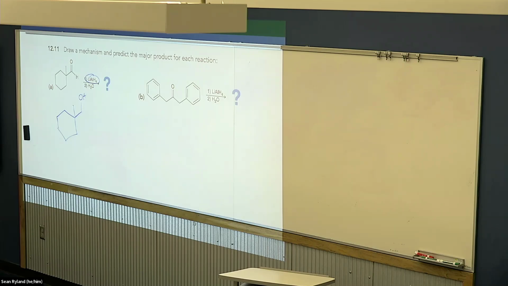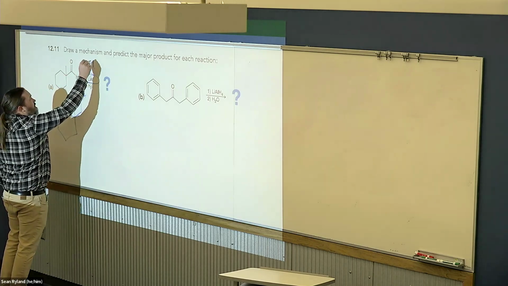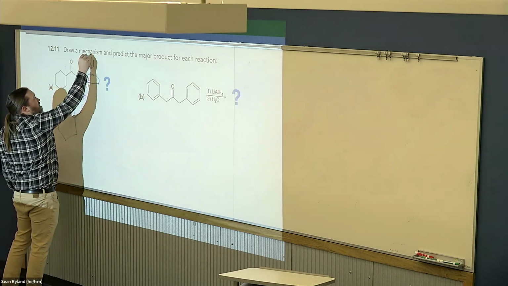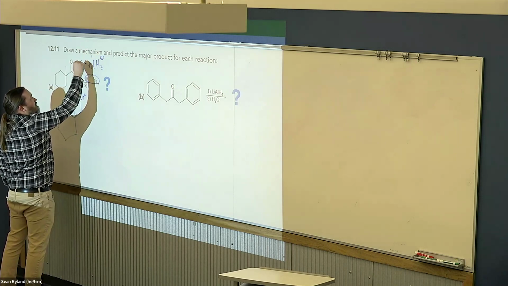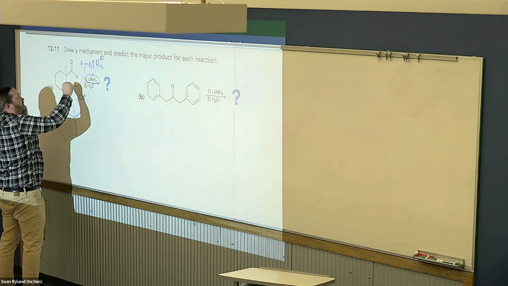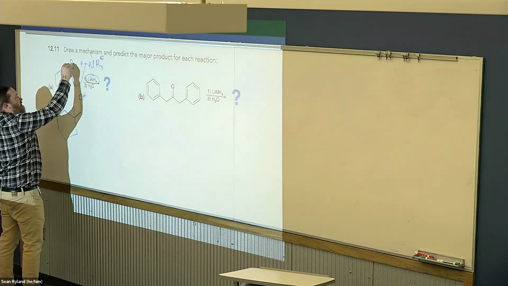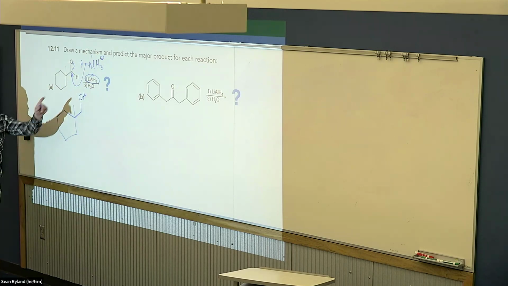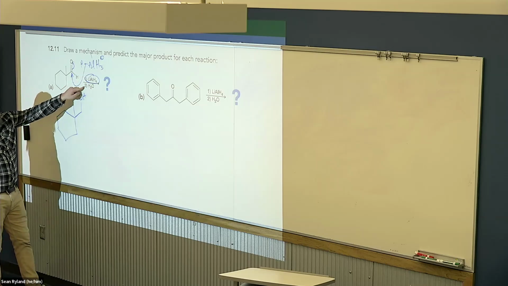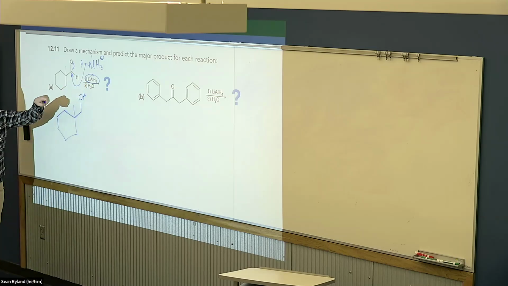The mechanism will basically follow the same as before. With this hydride, we can bring the electrons over with it. We make the alkoxide ion as the intermediate, and then we just have a proton source to do the proton transfer. If it's lithium aluminum hydride, it has to be written in 2 steps. Sodium borohydride, we can do it all in one pot.